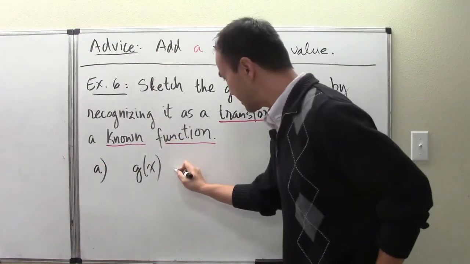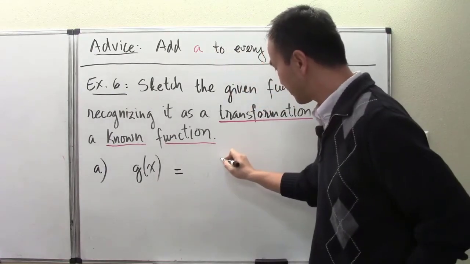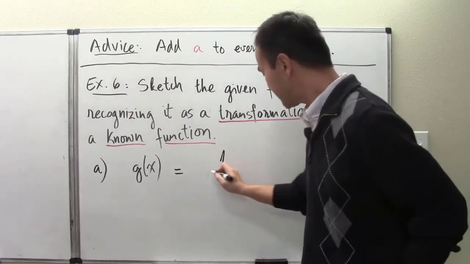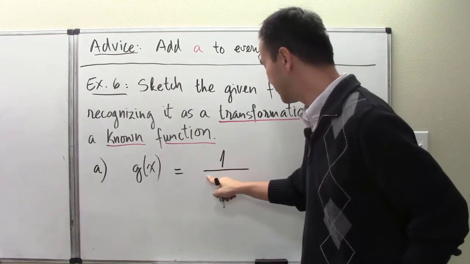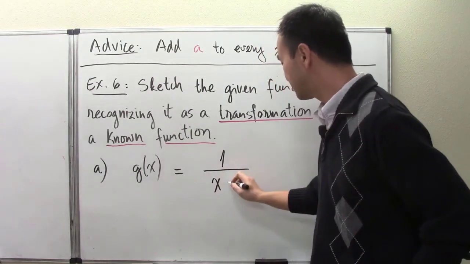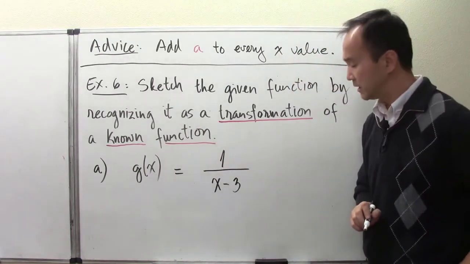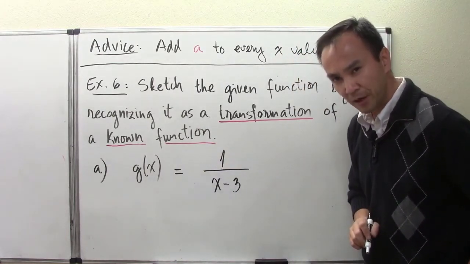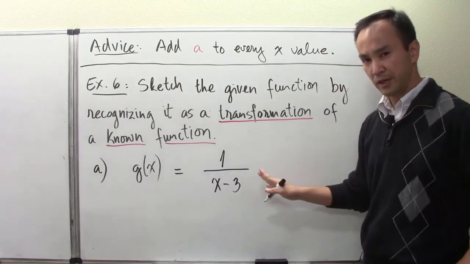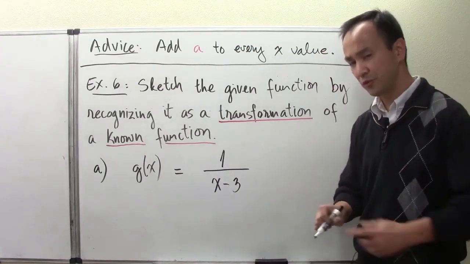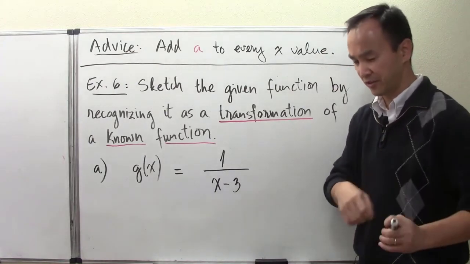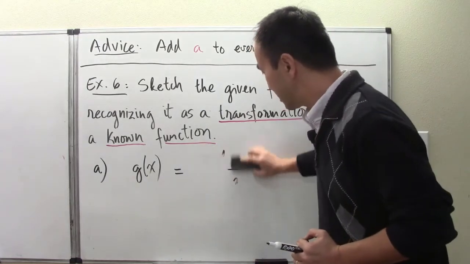So g of x, how about 1 over x minus 3. 1 over x minus 3. Okay, so there we go. This is the function that we want to sketch. This is the given function. Let me spend some time writing it.